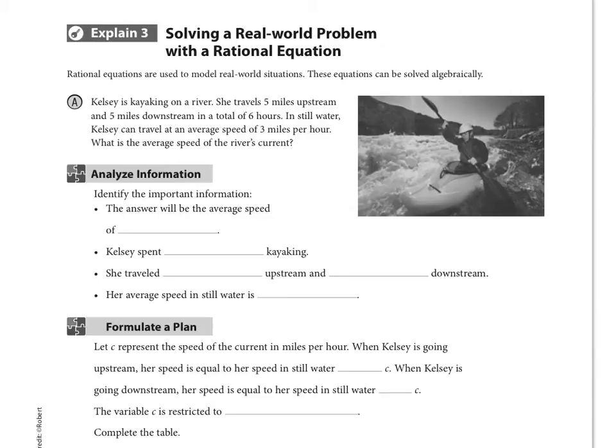So just identifying some important information here. First of all, it says that the answer will be the average speed of the current. That's what I am looking for, is how fast is the current moving. She spent a total of 6 hours kayaking. And she traveled 5 miles upstream and 5 miles downstream. And her average speed in still water is 3 miles per hour.